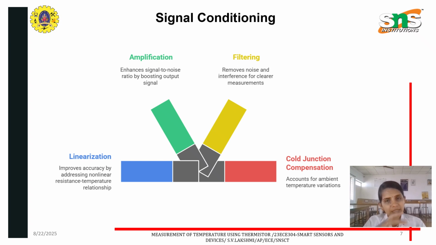And the signal conditioning is occurring. How it occurs is the linearization, which improves the accuracy by addressing this nonlinear resistance temperature relationship, and the cold junction compensation that would account for the ambient temperature variation, and amplification that is boosting the output signal strength, enhancing the SNR, that is signal to noise ratio, and using filtering techniques like removing noise and interference for clearer measurement. So all these factors would contribute to the efficient use of thermistor, that is linearization, amplification, filtering, and cold junction compensation.